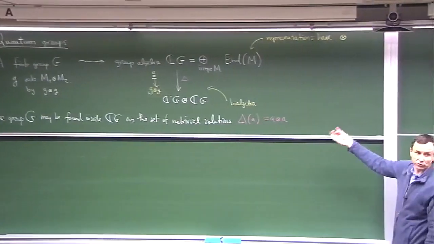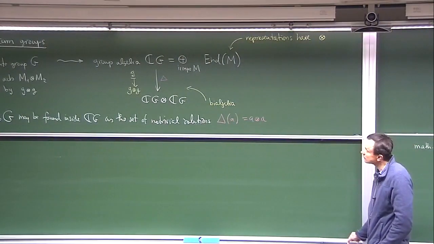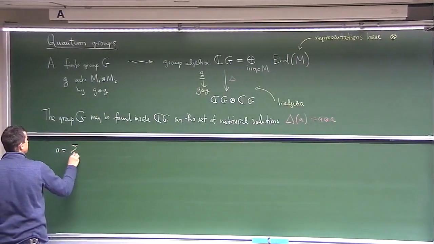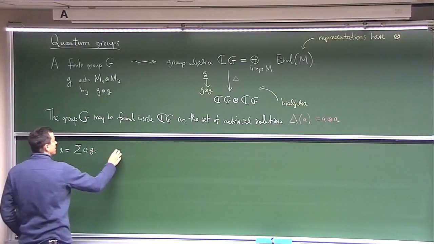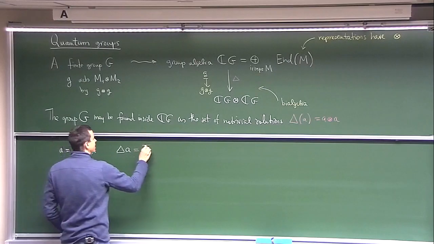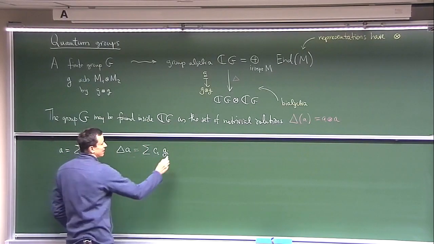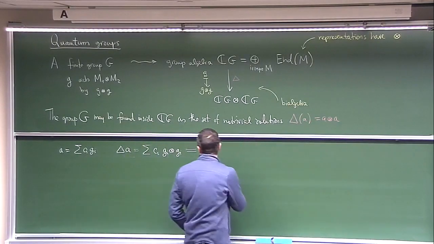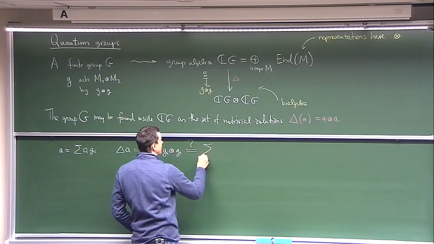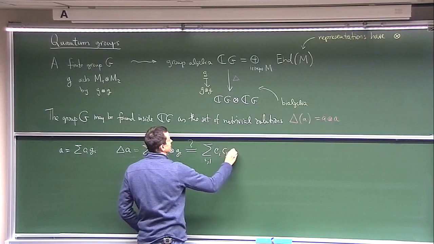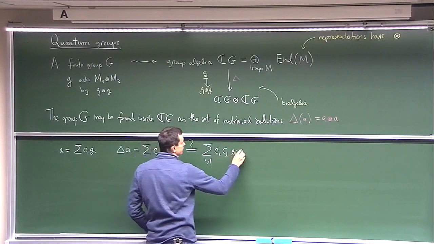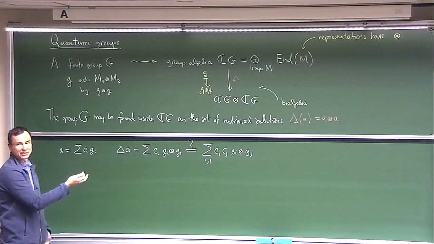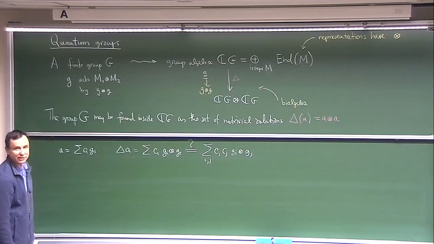This is to say the group itself is just the set of group-like elements in its group algebra. Well, this is trivial, right? Because if I have an element a which is a summation of some coefficients c_i g_i, then delta of a is the summation of c_i g_i tensor g_i, and this has to be equal to a tensor a, which is the summation over i and j of c_i c_j g_i tensor g_j. This means there's a zero solution, and the only other solutions are delta functions.